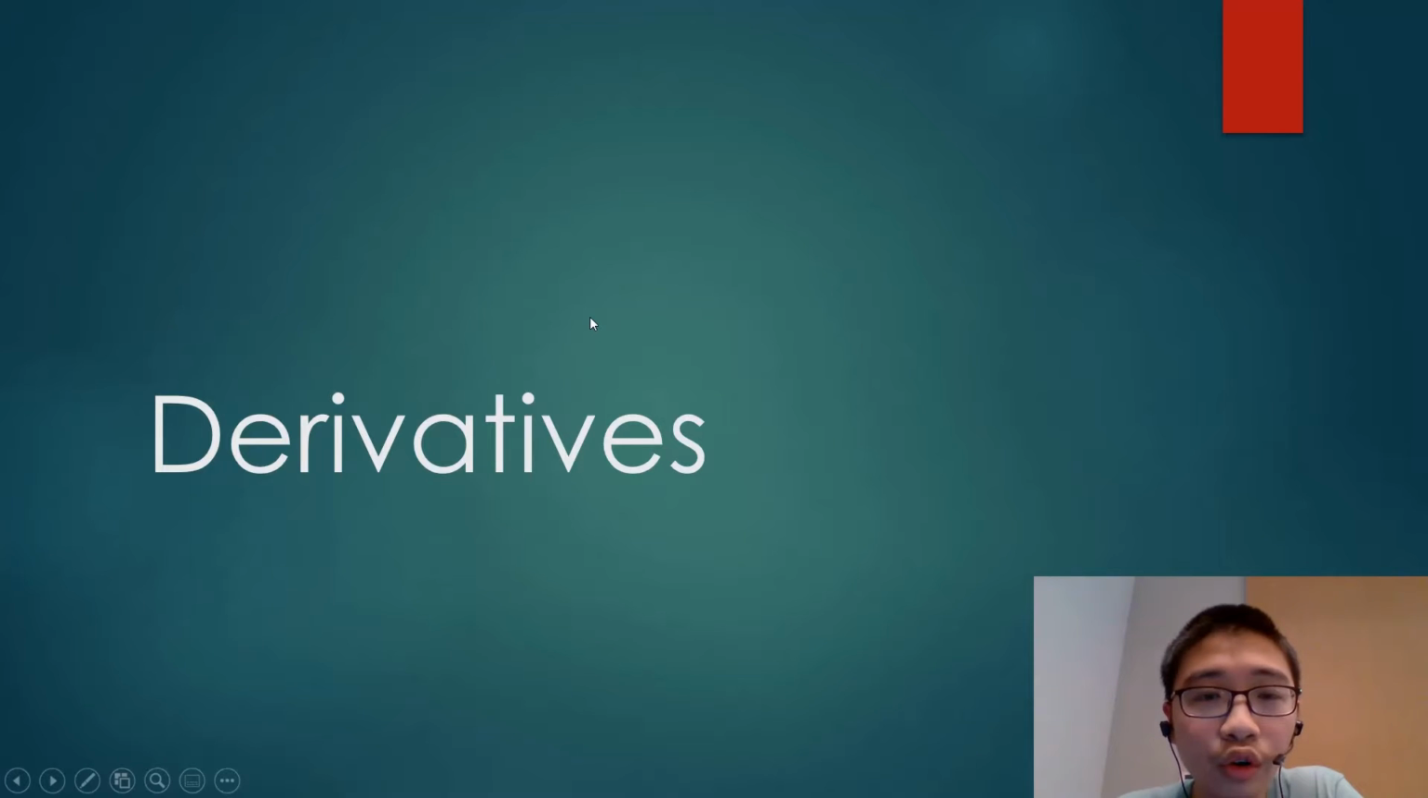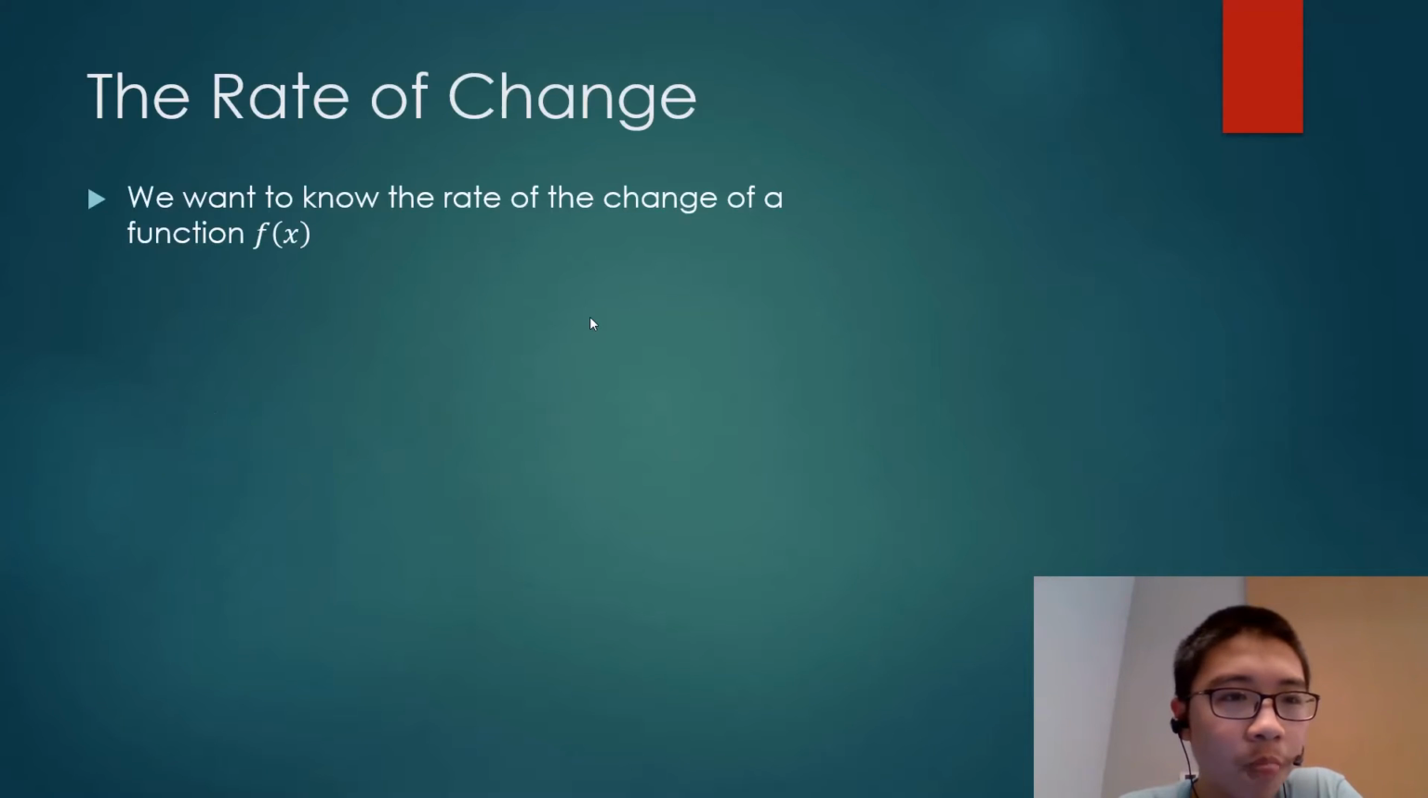In this video, we're going to talk about derivatives. If we have a function such as f of x, we want to know the rate of change of this function with respect to its independent variable. And in this case, the independent variable is just x.